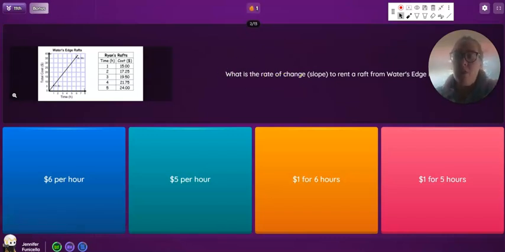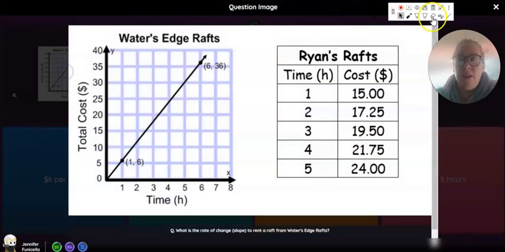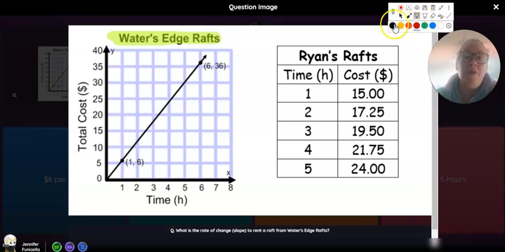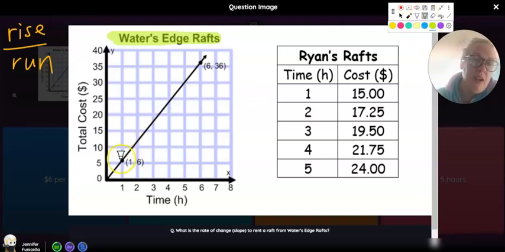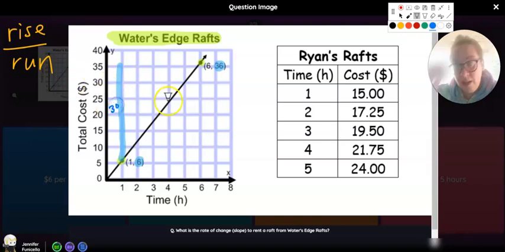What is the rate of change, which is our slope, to rent a raft from water's edge? Okay, so we're looking at our graph. We're focusing on water's edge rafts, and we're trying to find the slope or rate of change. So when we're looking for that, we always are going to do our rise over run. So looking at this graph, we have 2 points that are given to us. So let's use those 2 points. How much are we going up? Well, we're going from 6 to 36. So that means we have gone up a total of 30.